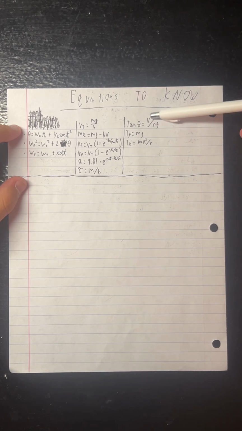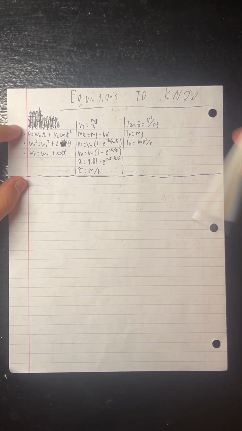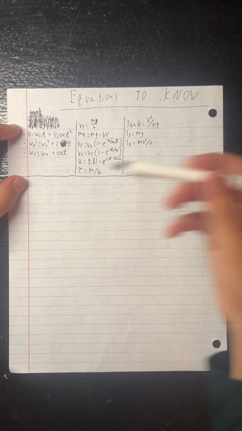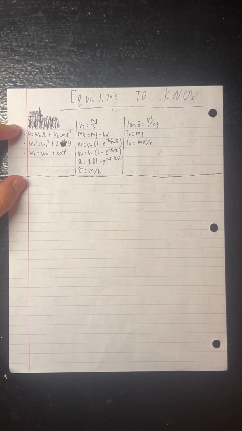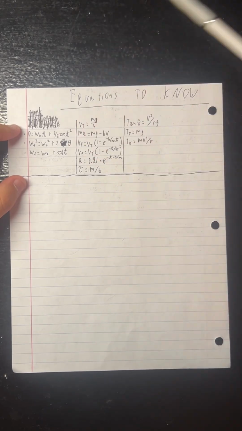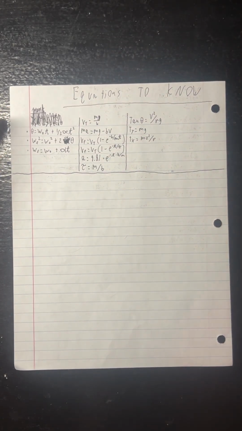And then this is for the conic pendulum: tan theta equals v squared over rg, and Ty equals mg, right, because it's up, and then Tx is the centripetal force over r. So that is pretty much all the equations you need to know. So now let's get into some actual problems.